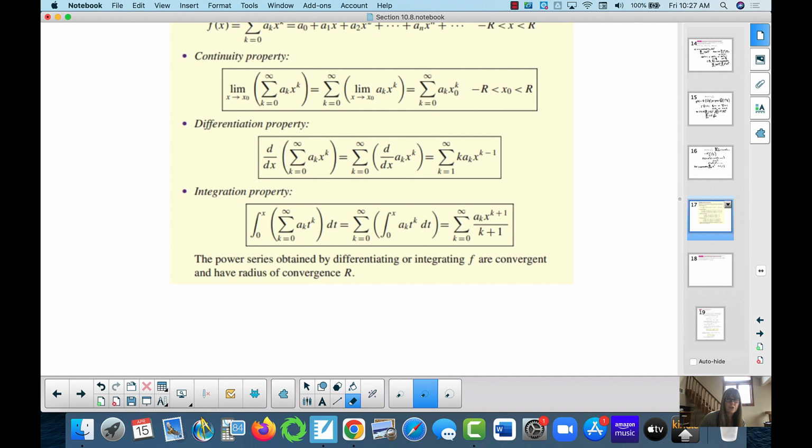Same for the integration. We can go backwards. And so the integral of this particular series, we can use the basic integration rule of finding the antiderivative of that series. So we add 1 to the power and then divide by that number, or multiply by the reciprocal.